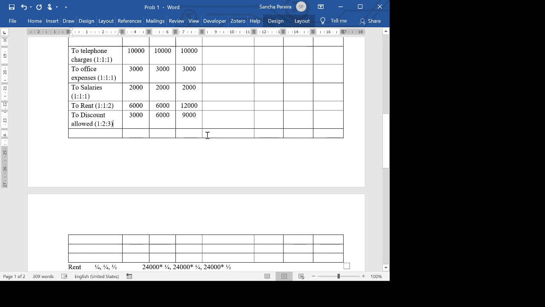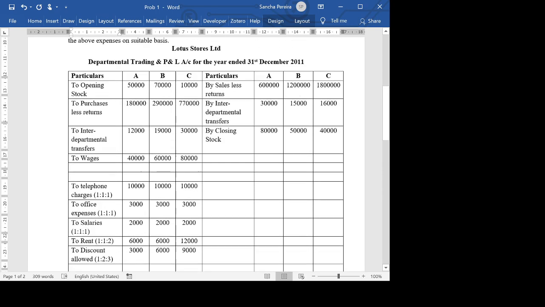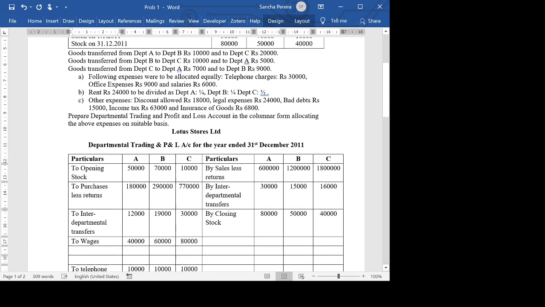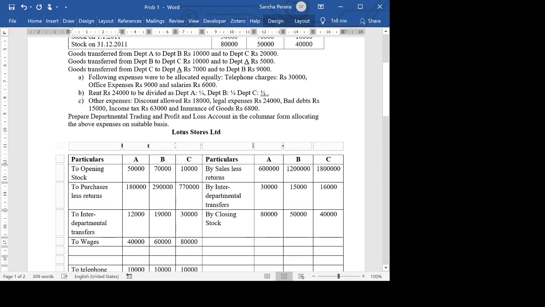Is this understood? Students, do you have any other lecture or can I just finish this problem? Because it's past time. Can I finish because there's not much left? Is it okay if I finish the problem?